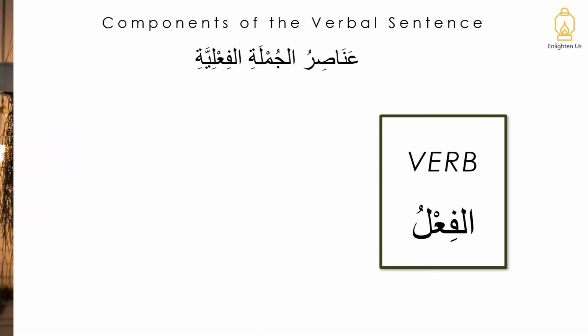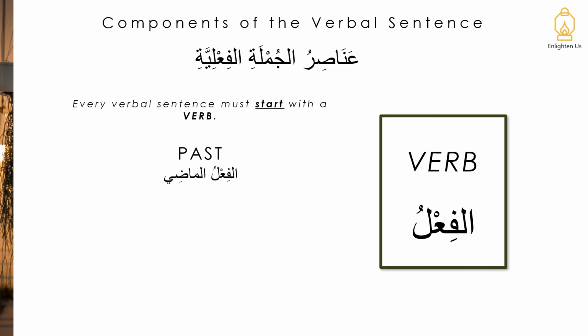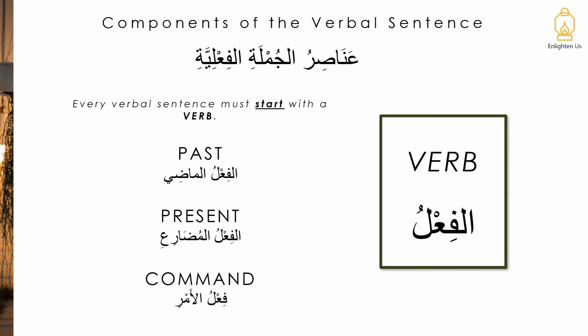So starting with the verb, الفعل. Now it's a bit silly to say a verbal sentence must have a verb, of course it must, but what's important to remember here is that the verb must be at the start of the sentence for the sentence to be a verbal sentence, to be a جملة فعلية. A فعل has to come at the beginning. This فعل can be the past, فعل ماضي, can be the present, فعل المضارع, or it could be the command, فعل الأمر.